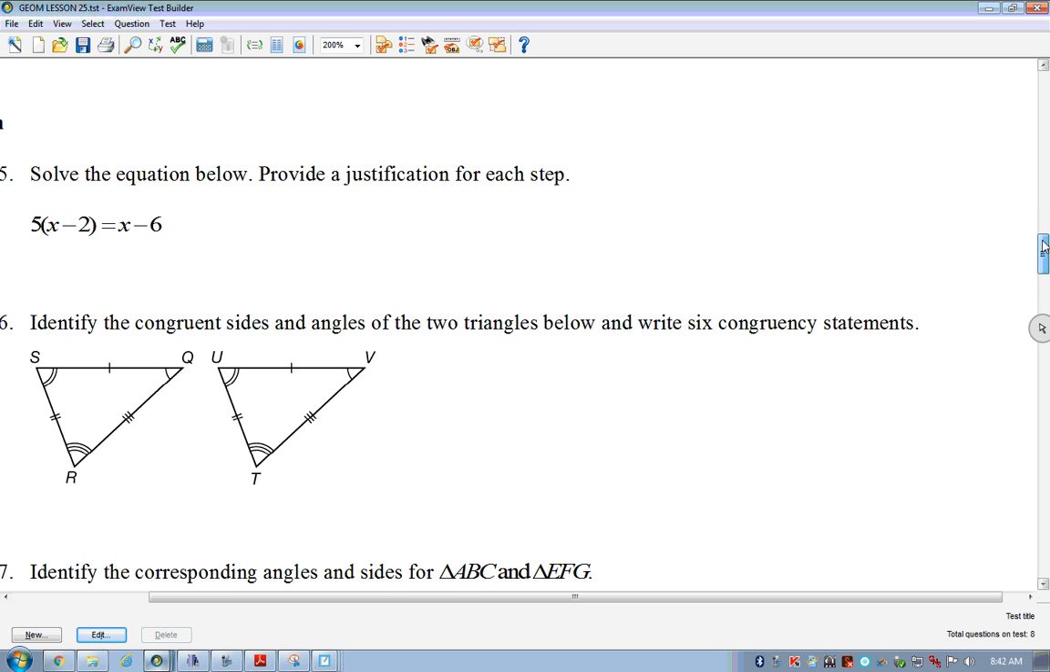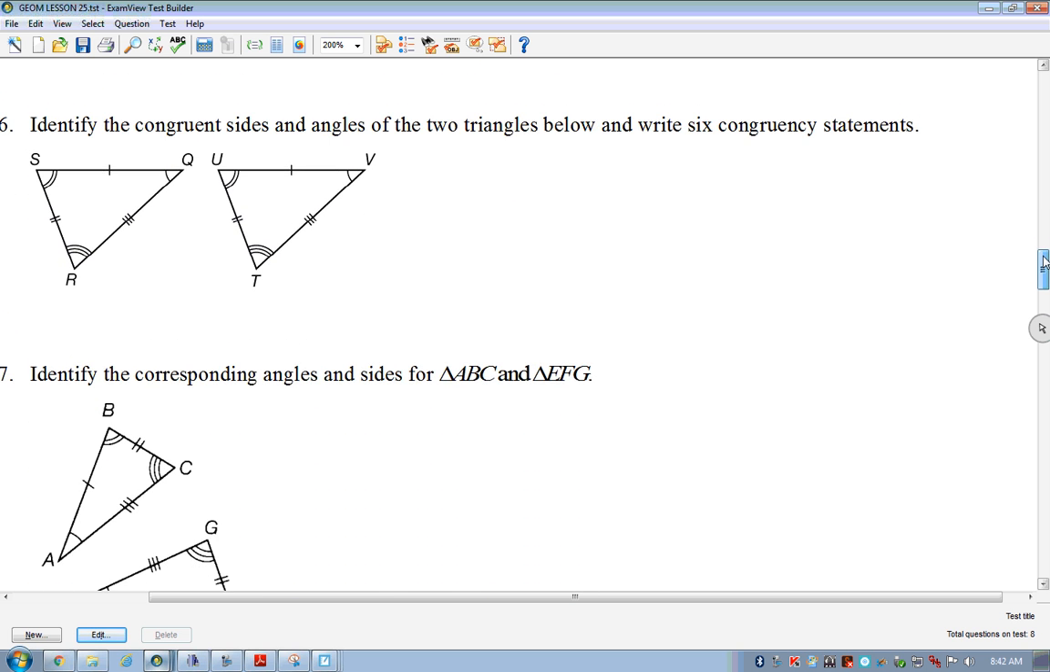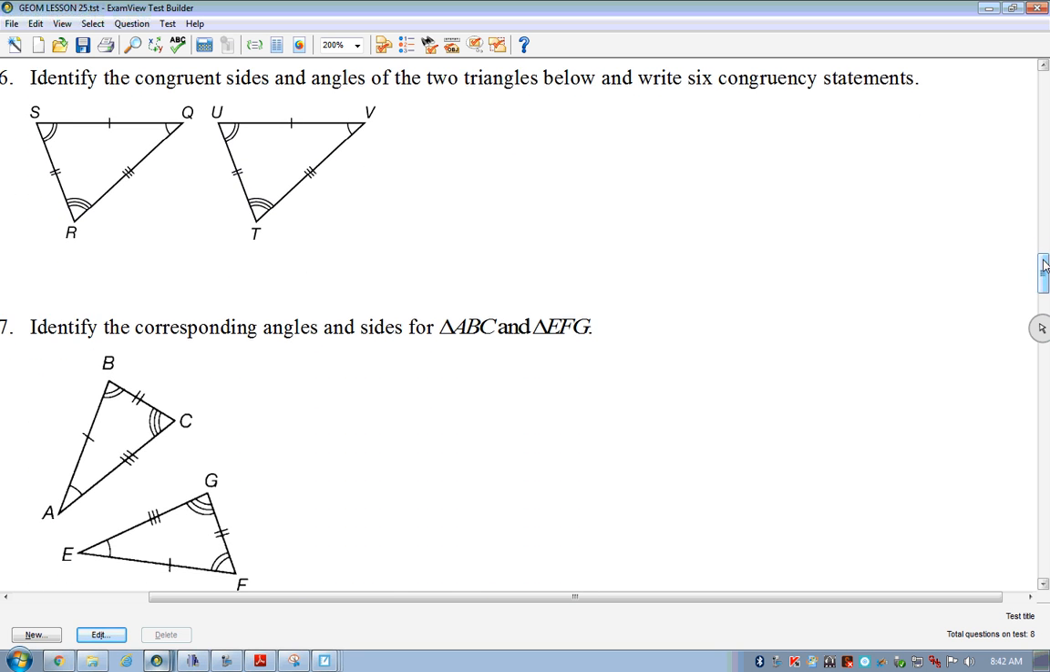Let's see, we don't need to do number 5. It's a justification question. It would be good practice, but we don't need it. Let's see. Number 6, identify the congruent sides and angles of the two triangles below. We want to write 6 congruency statements.